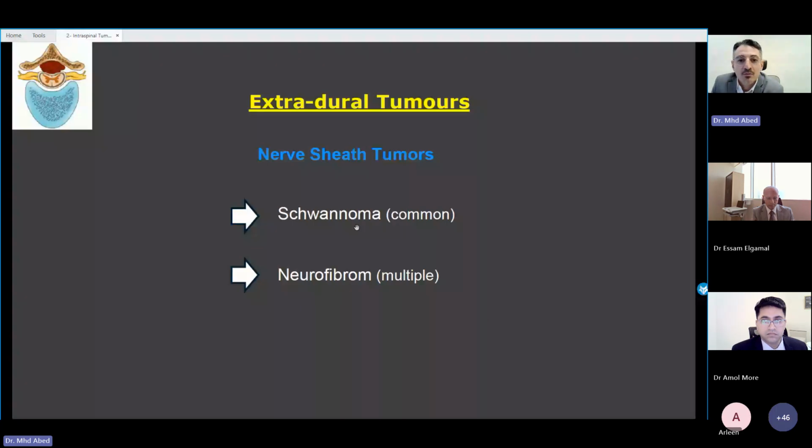And the second most common tumor is the nerve sheath tumor. It is very difficult to differentiate these two tumors from each other in imaging. But usually the schwannoma is more common than neurofibroma.